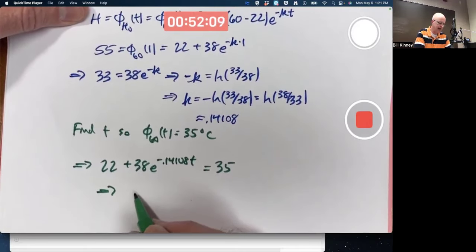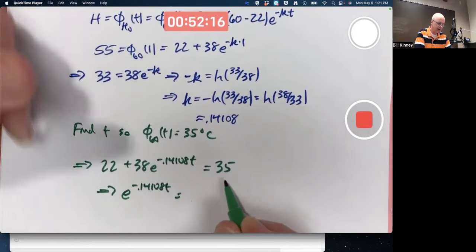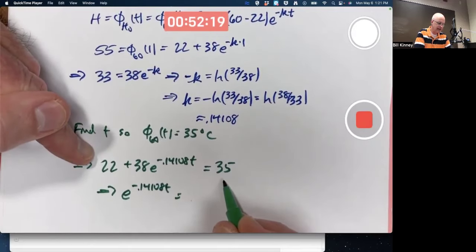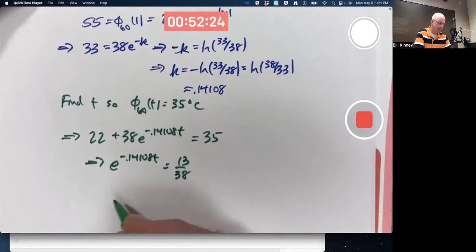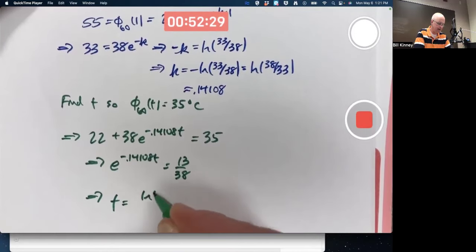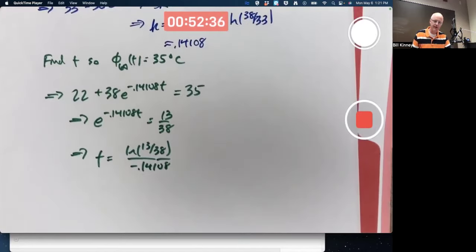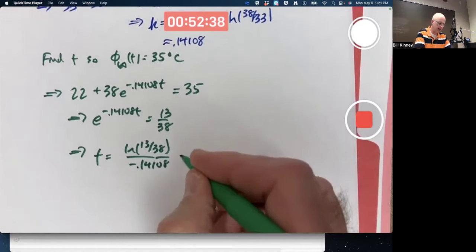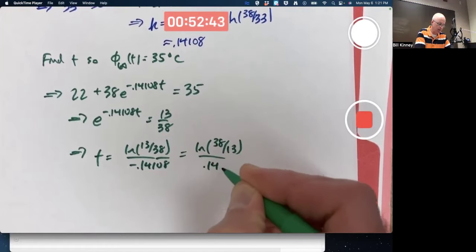Subtract 22 from both sides. Divide both sides by 38. E to the negative 0.14108 T. 35 minus 22 is 13. So we get 13/38 there. In the end, T is going to be natural log of 13 over 38 divided by negative 0.14108, which is a positive number. And again, I could use a property of logs to also write this as ln of 38 divided by 13 divided by positive 0.14108.